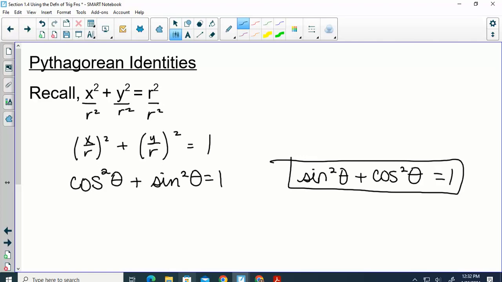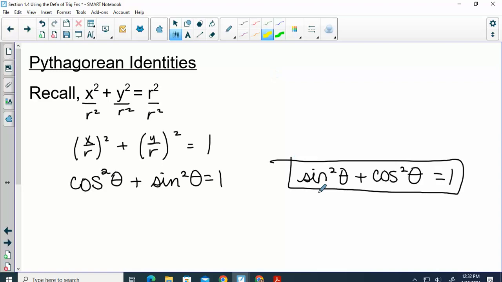But this is probably the single most important formula we will find in trig. Even if you take calculus or anything, if I ask what's the most important trig formula, it's going to be this one that we use every single time. Sine squared plus cosine squared is going to equal 1.